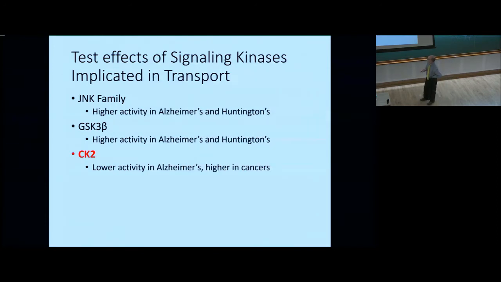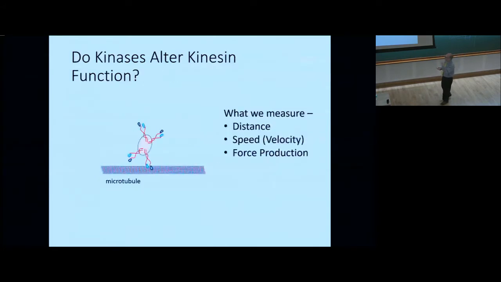CK2 is known to have lower activity in Alzheimer's and higher activity in cancers. And interestingly enough, the amount of CK2 upregulation that you have in cancers seems to be directly correlated with the severity of the cancer. So the more CK2 you have, the worse off your prognosis. Okay, so that brings me into how we're going to do the single molecule tests.